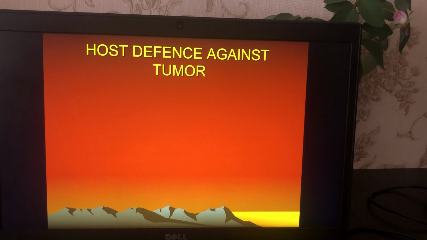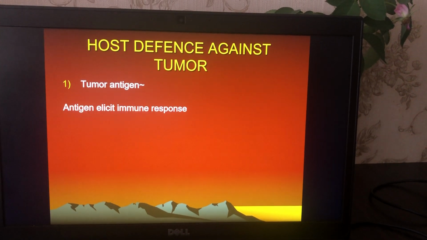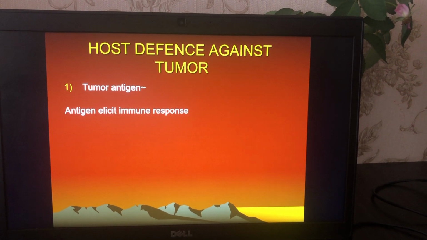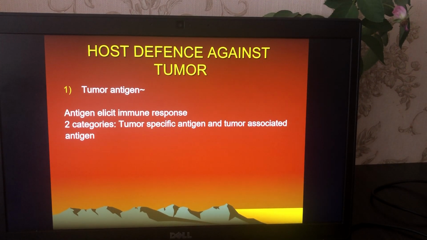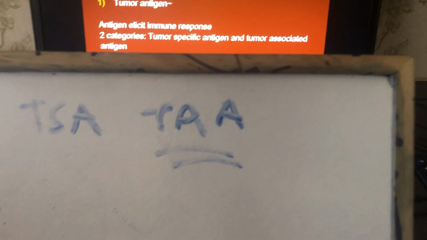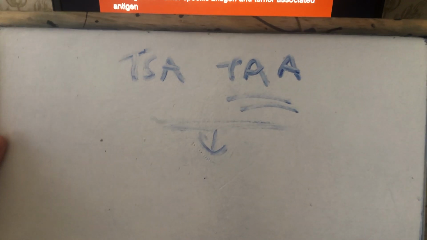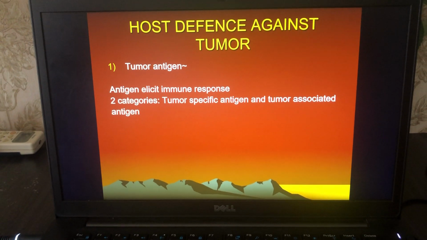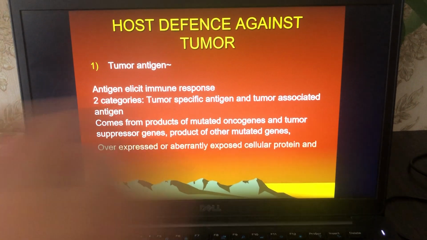Right. Next is we talk about how the human body defends itself against tumor. One is that we have a tumor antigen. So when a tumor grows, it produces the antigen that elicits immune response, where your TSA or TAA, this is not the Liverpool player, kalau you guys follow football. So this TSA or TAA, these two will then attack the antigen. Because they recognize the antigen of the tumor, it will then attack and destroy the tumor. So the tumor specific antigen, right, will be attacked. This is product from mutated oncogenes and tumor suppressor genes, and product of other over-mutated genes.